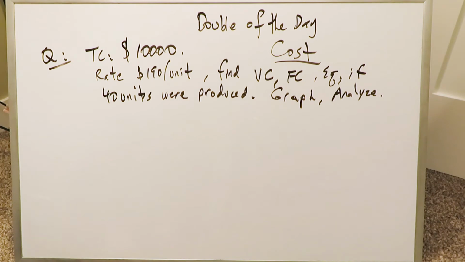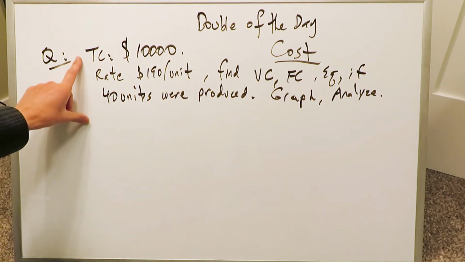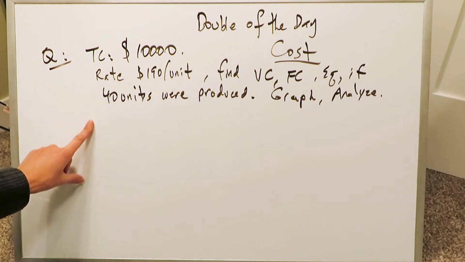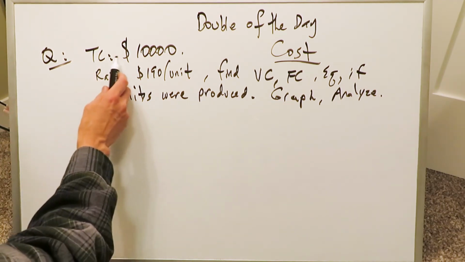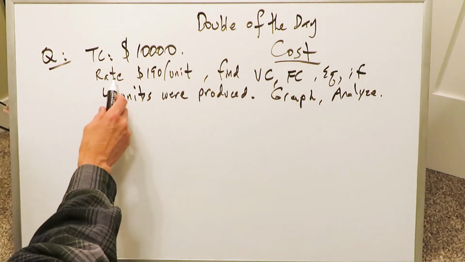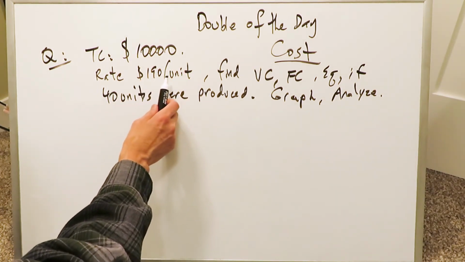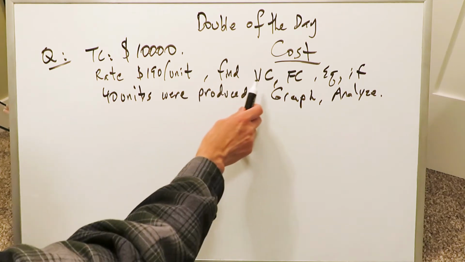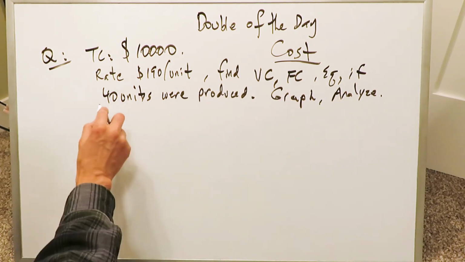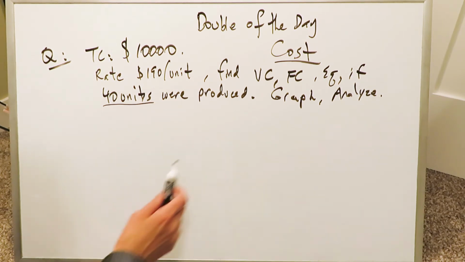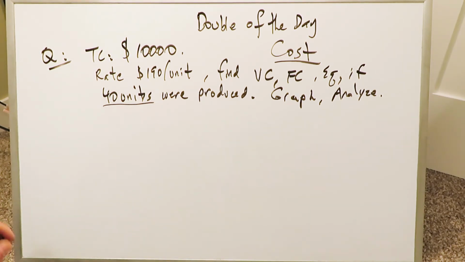The second question of this video, I promise you a very wholesome and holistic experience. We have this information provided for a certain company that manufactures a certain item. We don't have to be too specific. We know the total cost is 10,000. The variable cost per unit is $190 per unit. We have to find the variable cost, the fixed cost, the equation if 40 units were produced, and we have to graph and analyze. It seems like we're asking a lot by providing you very little, but that's not the case.